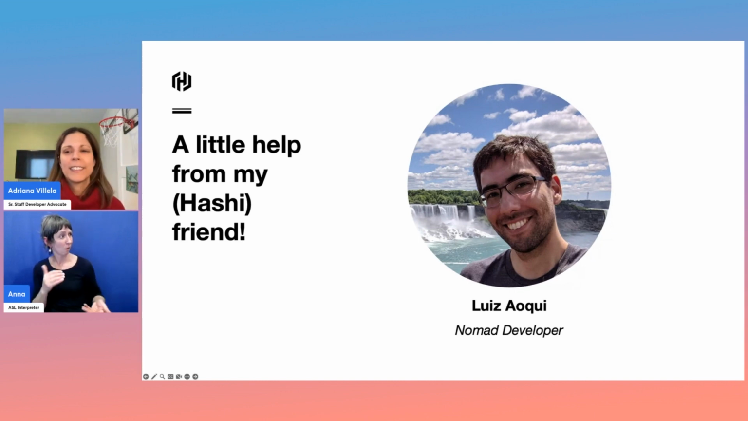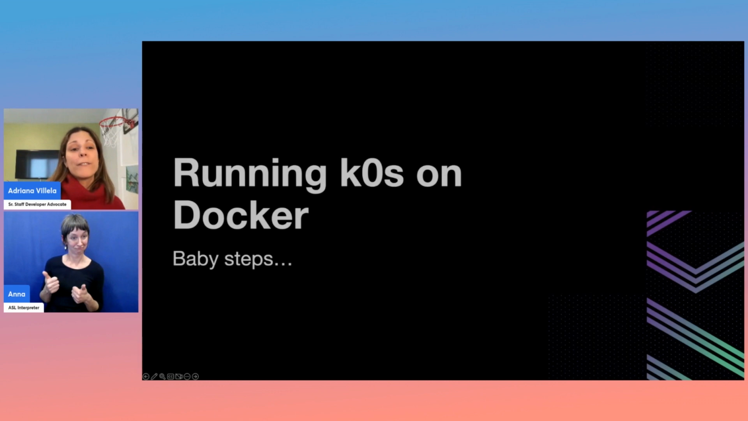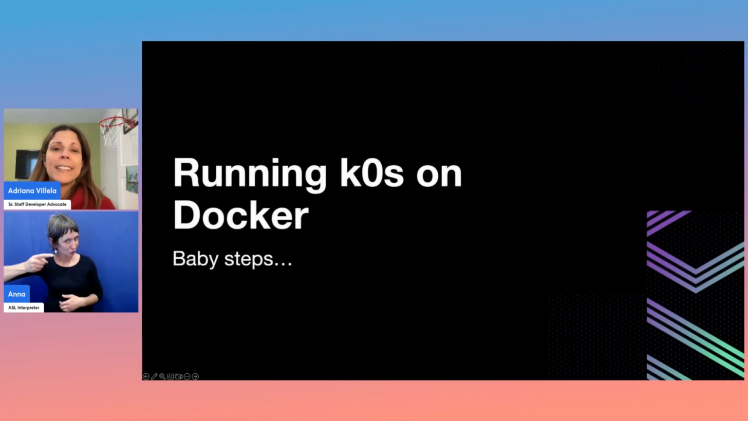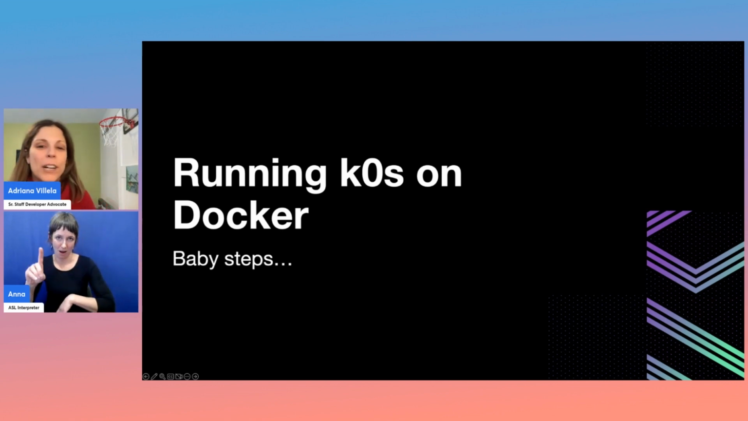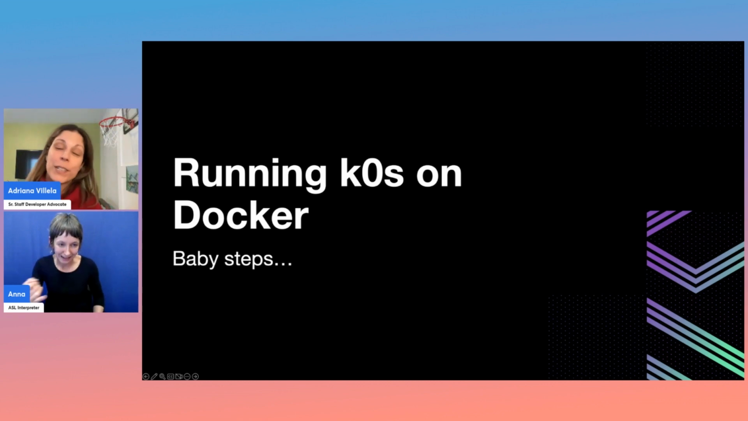All right, it's on. But first things first, before running K0s on Nomad, it's important to make sure that you can run K0s locally on your machine using Docker. Disclaimer, I did not do that. I skipped straight to trying to run it on Nomad, which was the most terrible idea, but this is what you should be doing in real life. So anyway, running K0s locally on Docker.